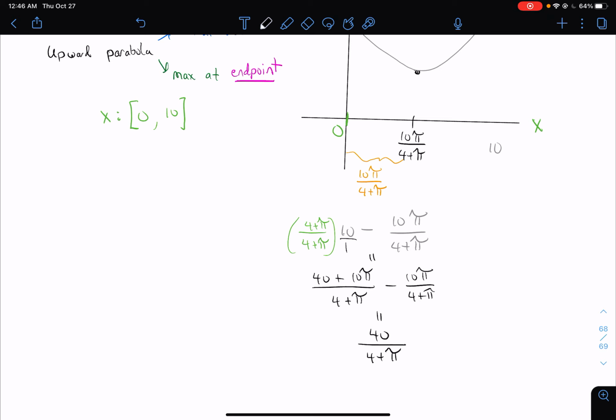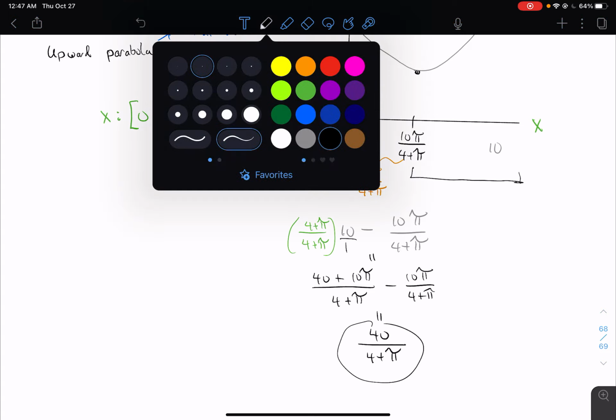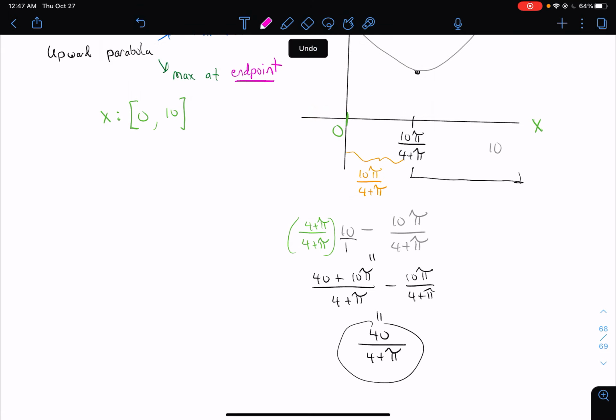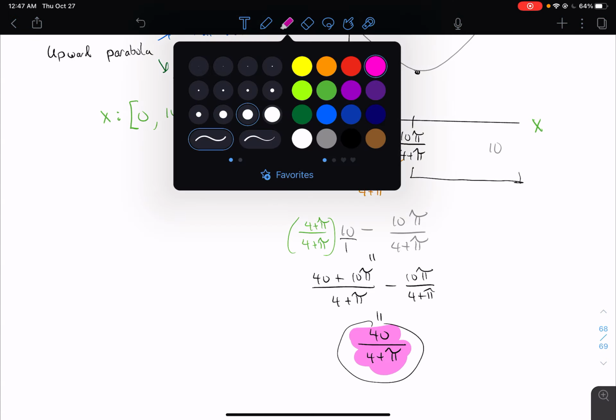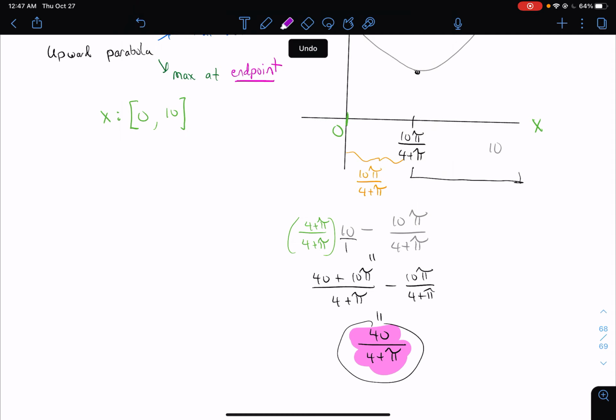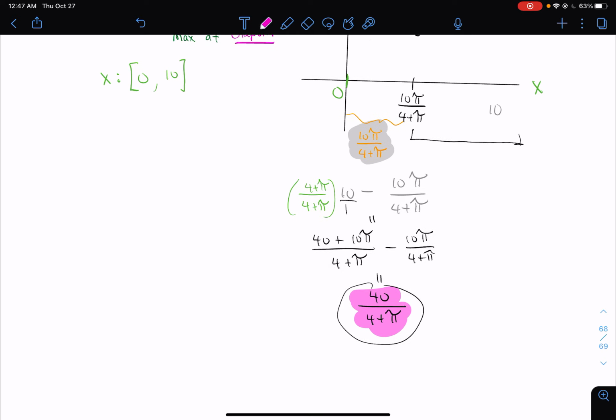Okay, so that's saying wherever 10 is, the distance between my vertex and 10, however far 10 is, I don't know necessarily yet, but that distance needs to be this, 40 over 4 plus pi. So I need to compare this with, let me go to highlight mode. Is this distance bigger, or is this distance, I need a different color for that one, over here bigger? So they've got the exact same denominator, but which numerator is bigger? Is 10 pi the bigger numerator, or is 40 the bigger numerator?